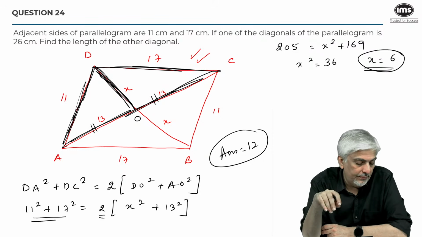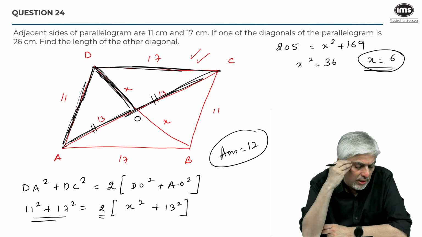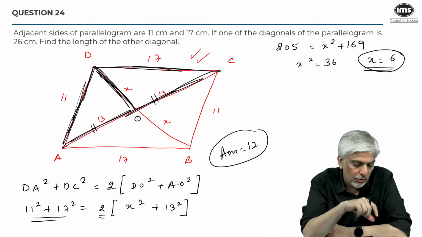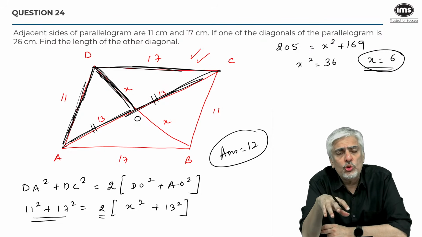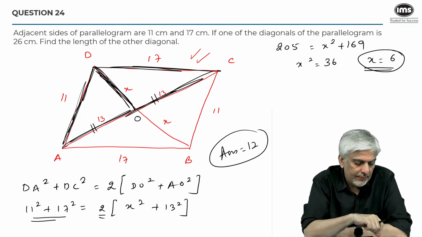Everybody got that? Sasmit, what is that property you are using? 2 times a square plus b square is the sum of the diagonals square. I don't know what you've used. Check the property. I don't have a problem. There are a lot of students who like to remember a lot of properties. I always remember the basic ones.